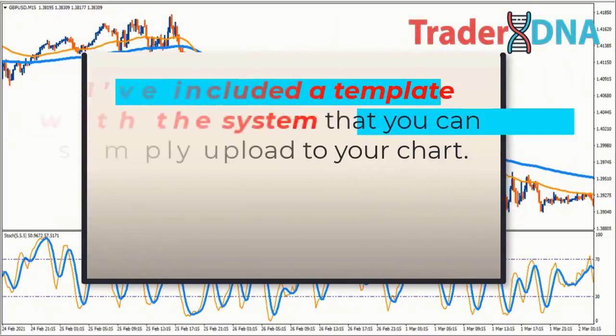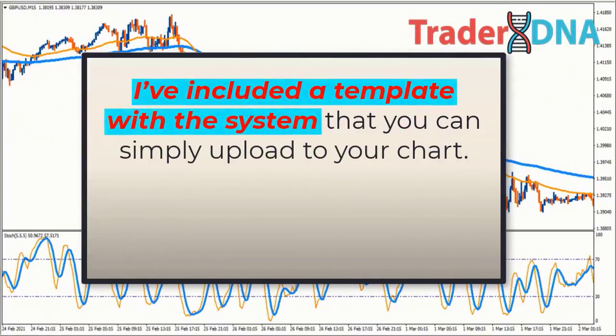I've included a template with the system that you can simply upload to your chart, and it will automatically plot all these indicators perfectly on your charts, so there's nothing for you to worry about.